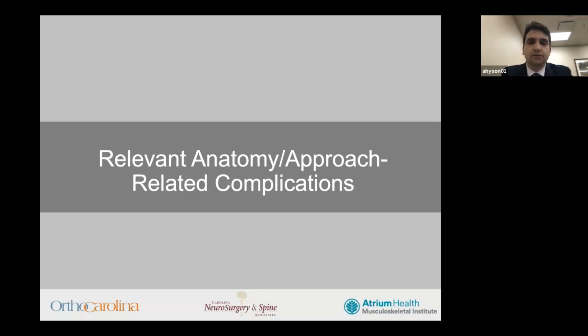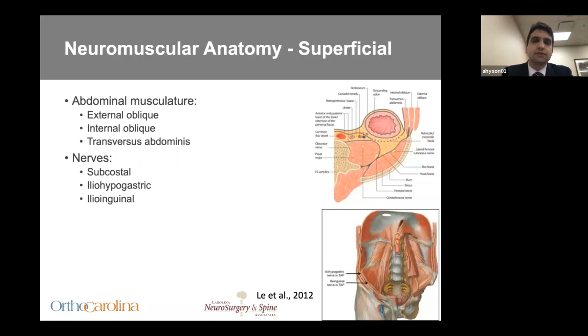Relevant anatomy and approach-related complications. The superficial neuromuscular anatomy that surgeons must be cognizant of when performing this procedure are the abdominal musculature. The external oblique, internal oblique, and transversus abdominis muscles are bluntly dissected, and their innervating nerves, the subcostal, iliohypogastric, and ilioinguinal nerves, can potentially be disrupted early in the approach.